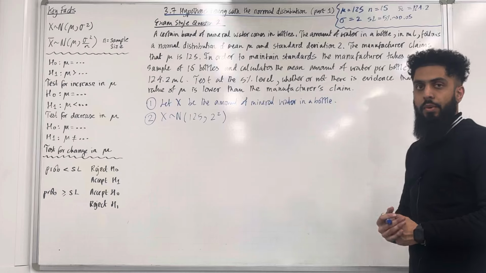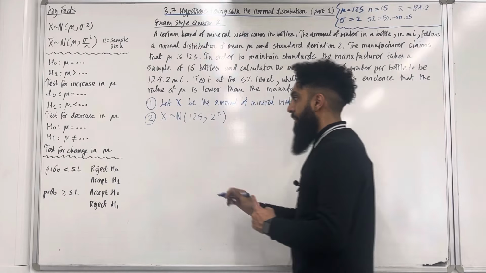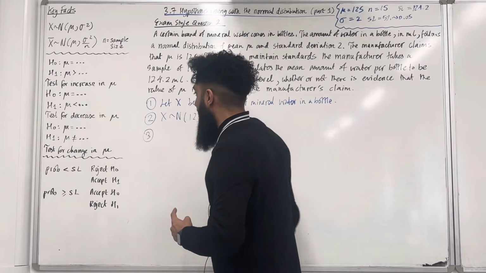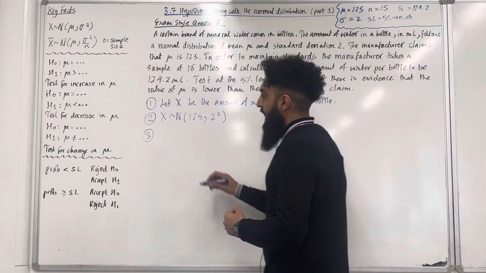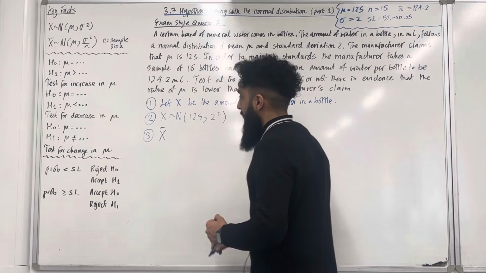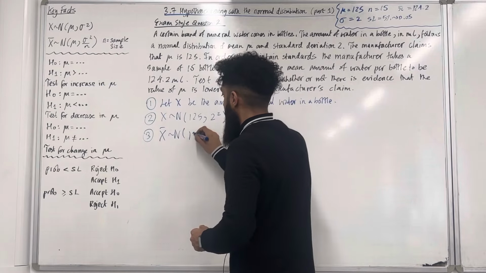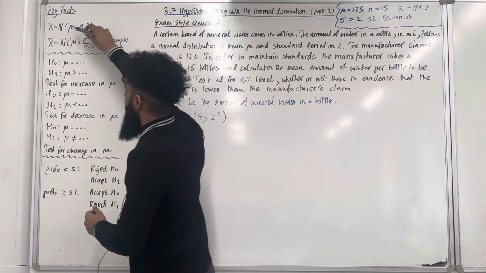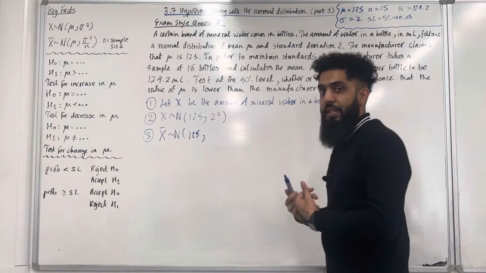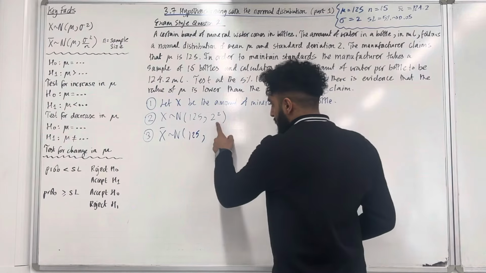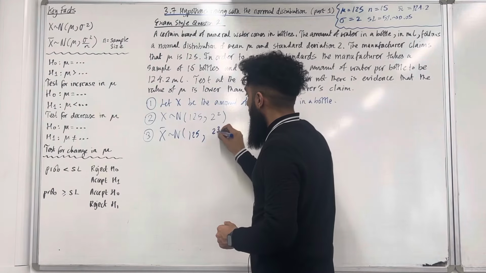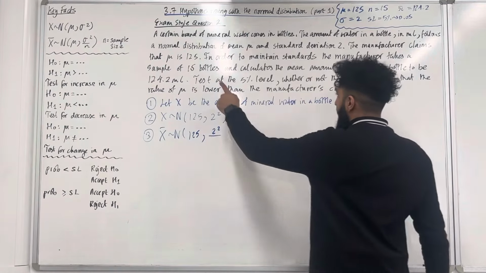End of step 2. Now we can proceed to step number 3. We write down the distribution for the sample mean of x. So x bar follows a normal distribution with the same mean, 125. Okay, the mean stays the same, but the variance, ladies and gents, changes. It's no longer 2 squared, it's going to be 2 squared divided by the sample size, 15 bottles.